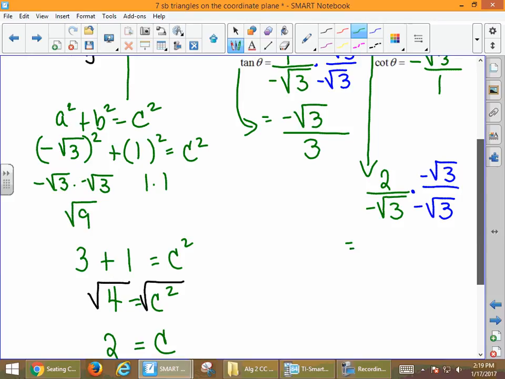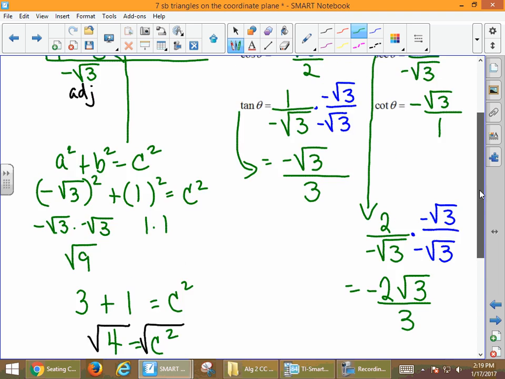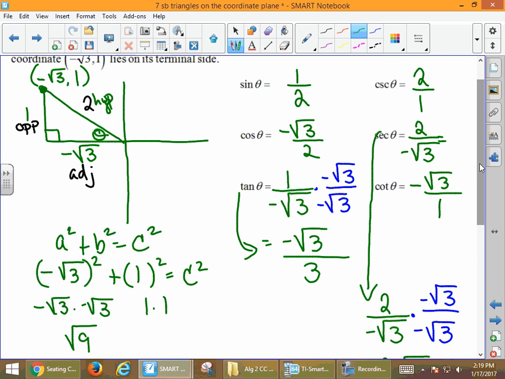And we end up with negative 2 radical 3. And again, here's the same math that we did in the Pythagorean theorem. Negative the square root of 3 times negative the square root of 3. Negative times negative is positive. And in fact, it's the square root of 9. And then the square root of 9, it's 3. I'm going to put that back into our secant function. Negative 2 radical 3 over 3.